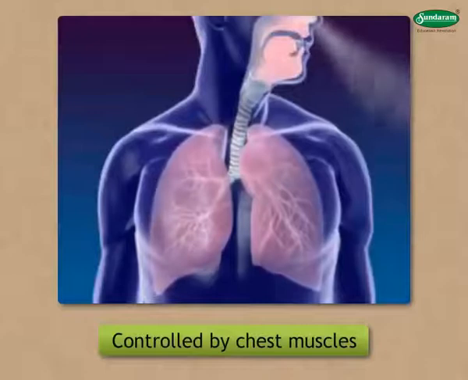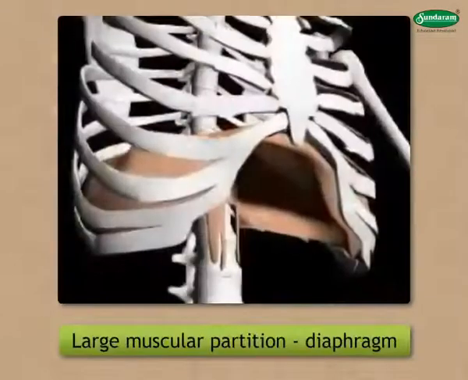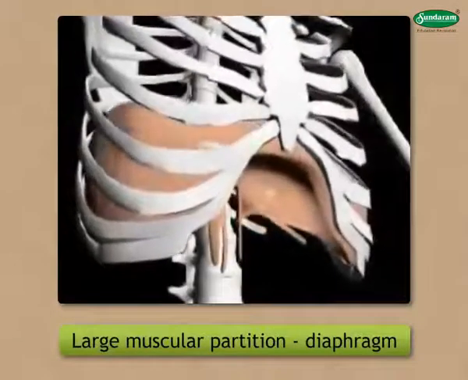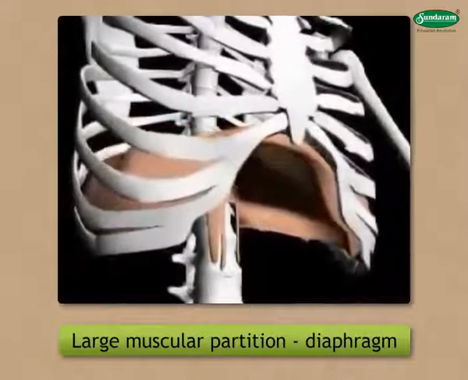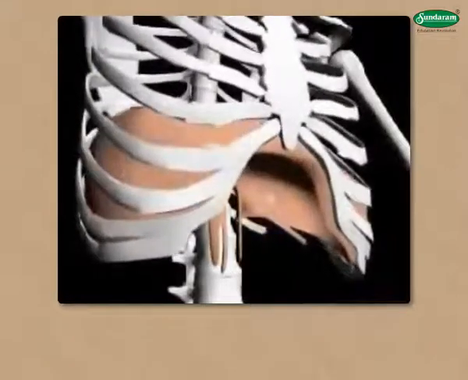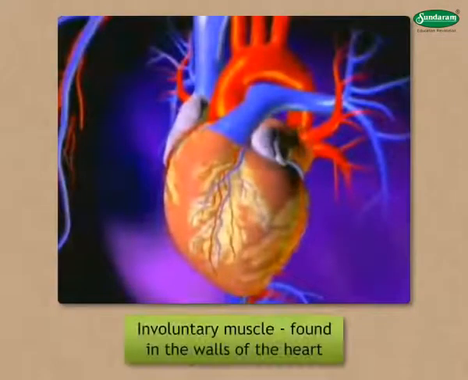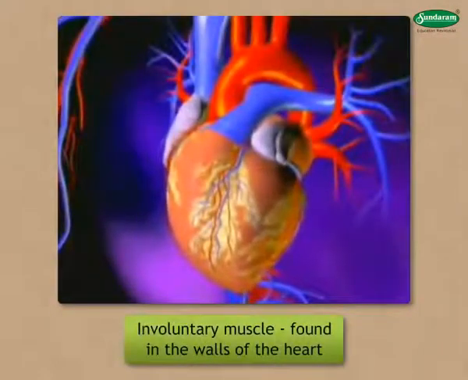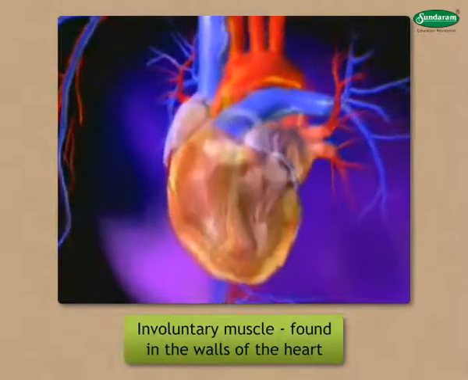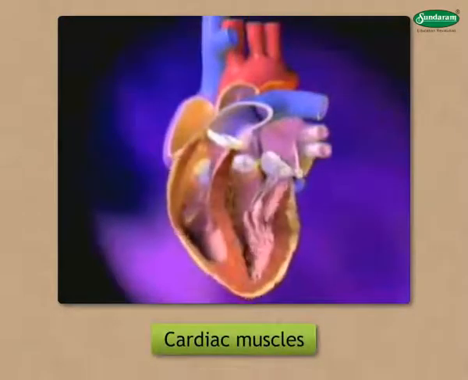Breathing is controlled by chest muscles and a large muscular partition in your body called the diaphragm. Is the diaphragm a voluntary or involuntary muscle? One more type of involuntary muscle is found in the walls of the heart. They are called cardiac muscles.